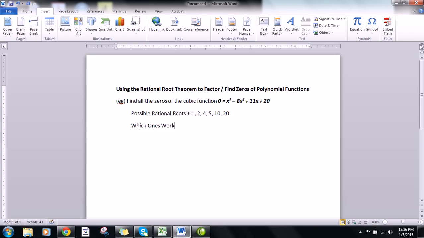Well, there are 2 ways. You can plug them in, and if we get 0 at the end, it's a root. Or we can use synthetic division. I'll show you how to do both. So let's check 1, right? I think we did 1 in class. So is 1 a root or 0? Or does it work?